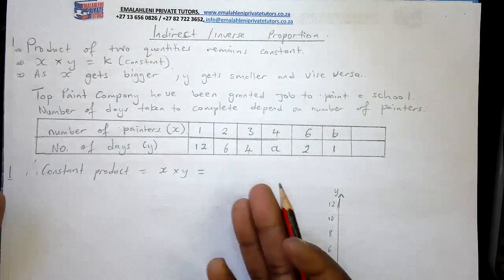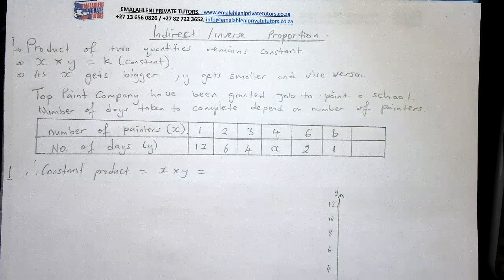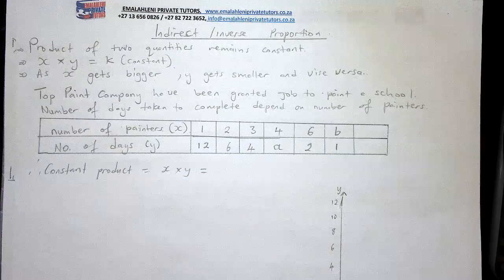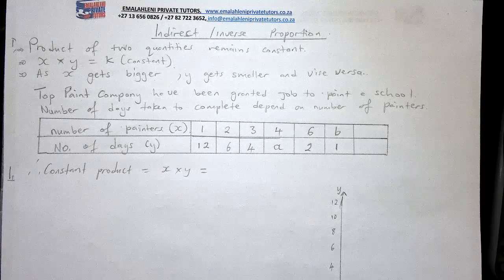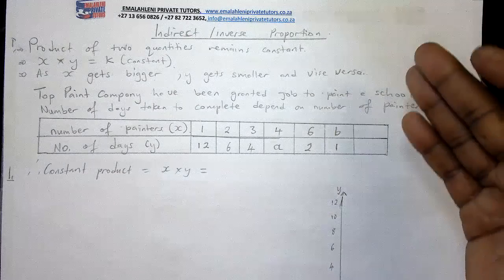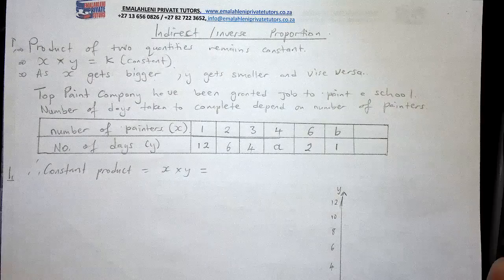For example, a top paint company has been granted a job to paint a school. The number of days taken to complete depends on the number of painters. If you've got 1 painter, it will take you 12 days. If you've got 2 painters, it will take you 6 days. If you have 3 painters, it will take you 4 days. So as you increase the number of painters, you reduce the number of days. As one increases, the other decreases. That's inverse proportion.